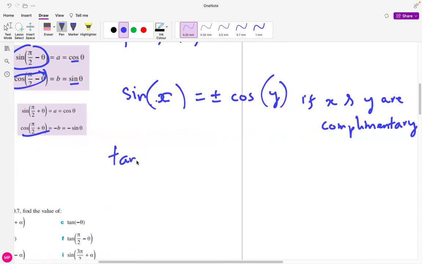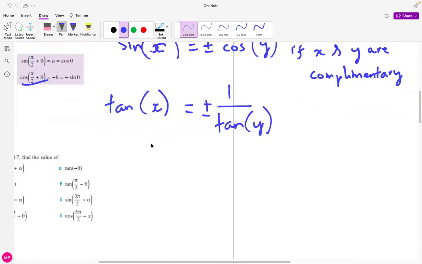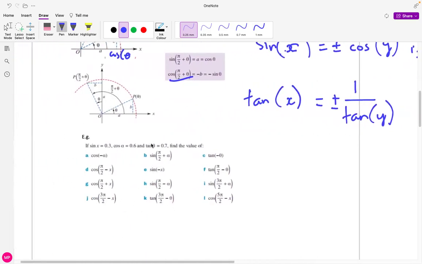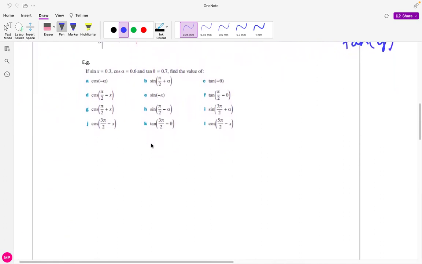And the same, if you do tan of one angle, that will be 1 over tan of the other angle. So 1 over tan y. And again, it could be plus or minus. Okay. Now, let's see how we're going to apply this in here. All right. So here, let's say I want to do B.